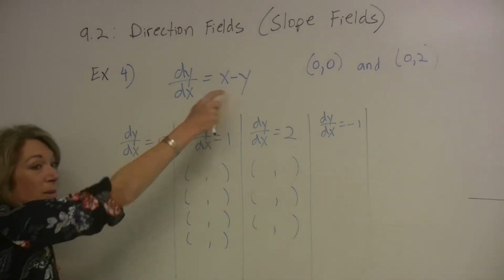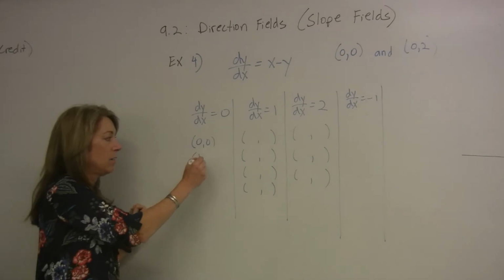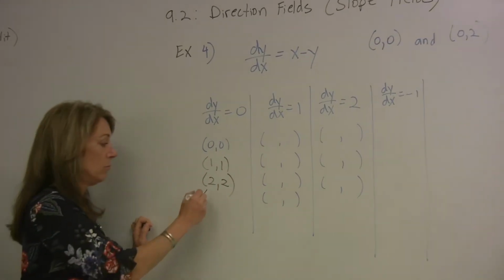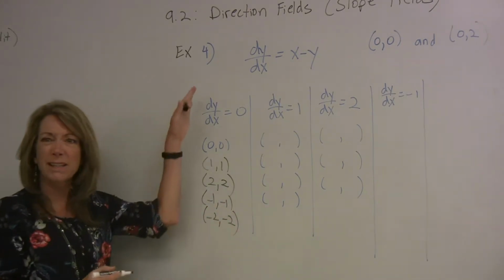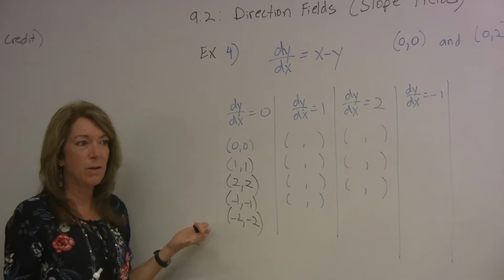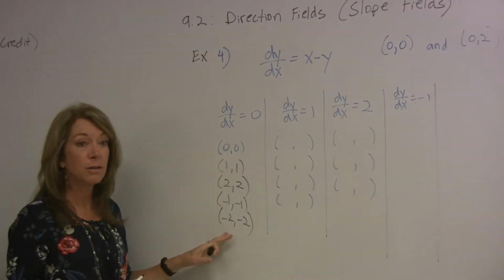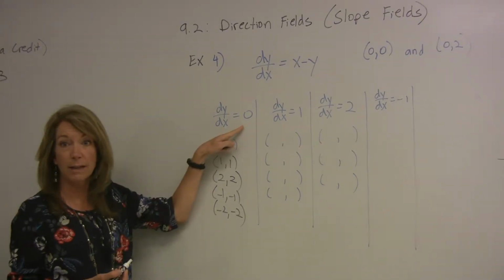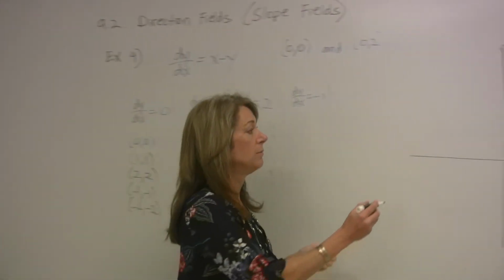Basically, I need two numbers that when I subtract them, I'll get 0. So it's going to have to be numbers that are the same, right? 1, 1, 2, 2, -1, -1, -2, -2. It's kind of quick to come up with all the ones that when you subtract them, you'll get 0. So I like to do those first. All of these are going to have the same slope. They're all going to have a little horizontal line.